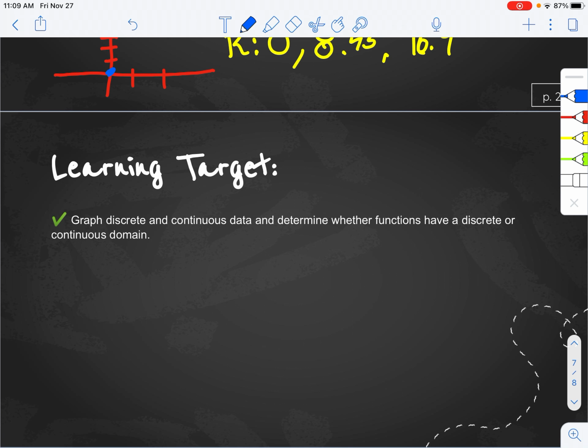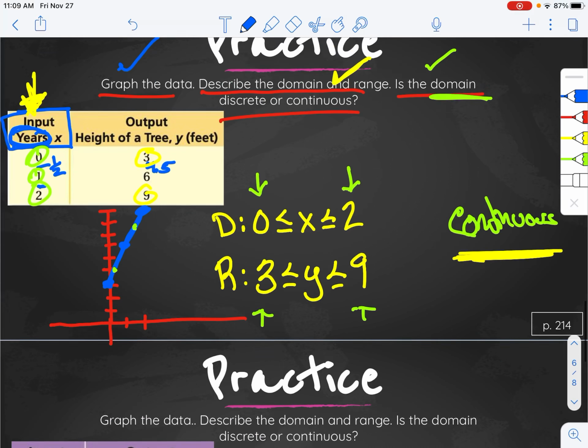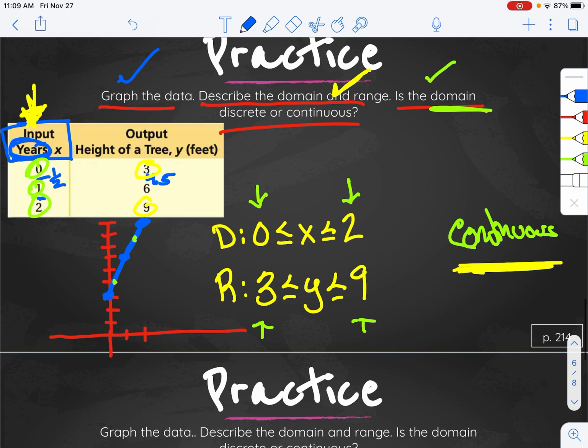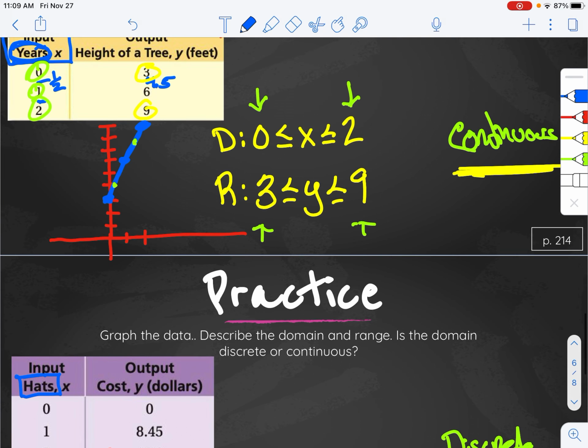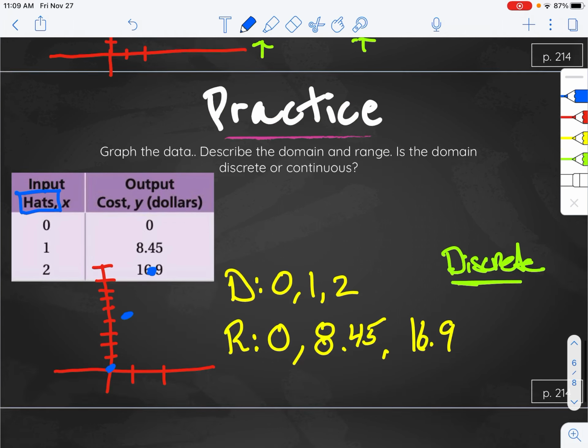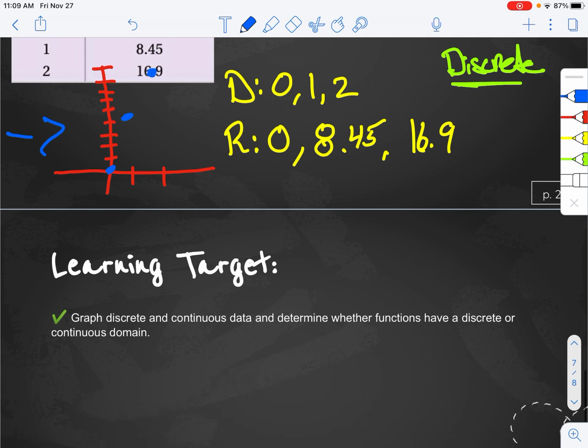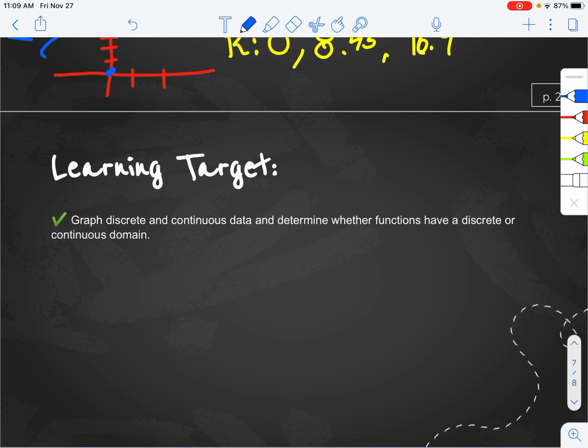Now let's take a look at our learning target to wrap up. It was to graph discrete and continuous data. Well, that's what we did in both problems. Here we graphed a continuous data set from that table, and here was a discrete. And determine whether the functions have a discrete or continuous domain. Well, that's exactly what those practice problems had us do. So I would say if you followed along and you understood the concepts that we talked about, then you nailed the learning target for today.